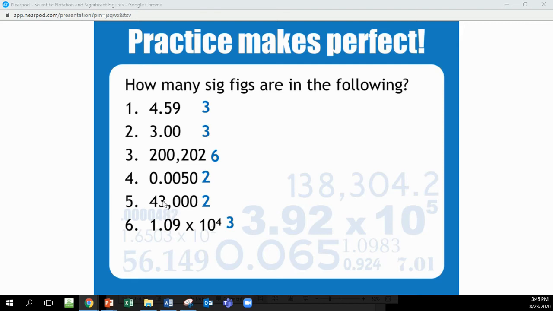Oh, first non-zero digit, we start counting. Once we start counting, we can't stop until we run out of numbers. 1, 2. Okay. Then here we have something in scientific notation.